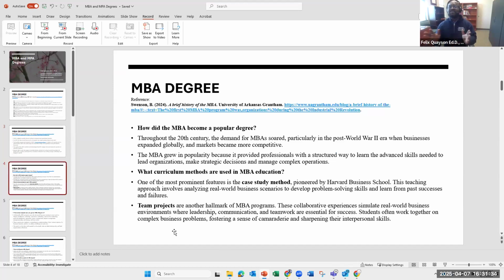Now, how did MBA become a popular degree? We've already established that, but let's go into it in more detail. So throughout the 20th century, the demand for the MBA degree really soared all over the world, okay? Particularly in the post-World War II era, when businesses expanded globally and markets became more competitive.